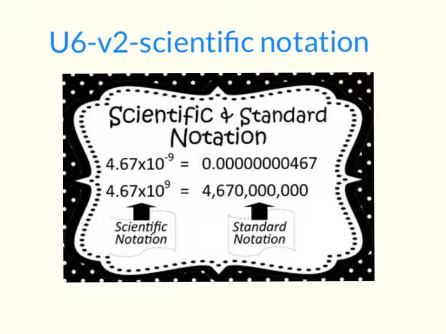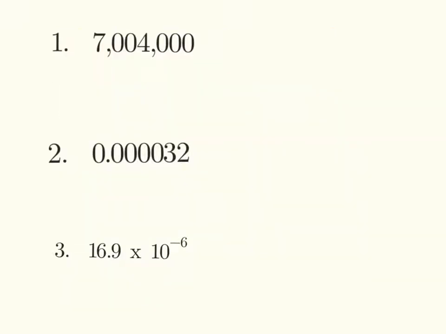Alright, this is Unit 6, Video 2, Scientific Notation. So we're going to go back and forth, converting from scientific notation to standard form, and then we're going to go from standard form back to scientific notation. Alright, the first one's in standard form, so we want to go into scientific notation.